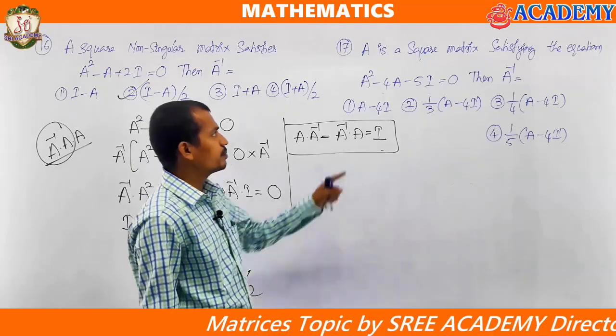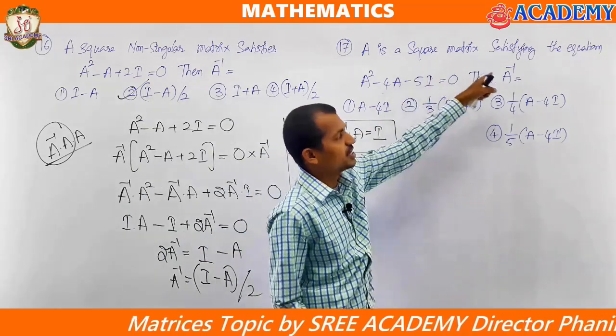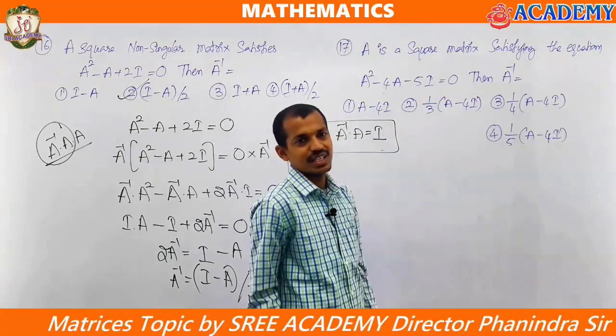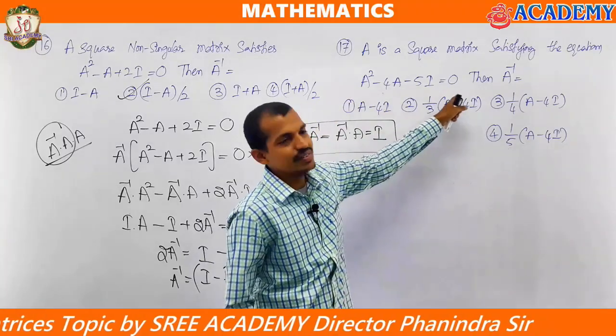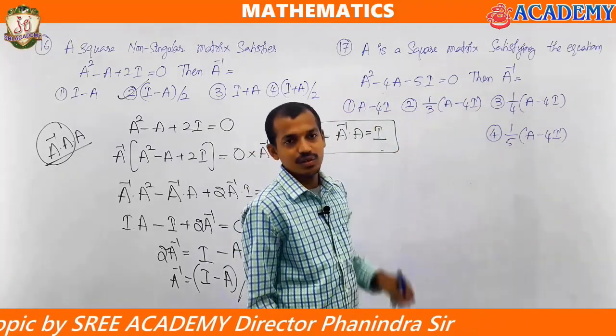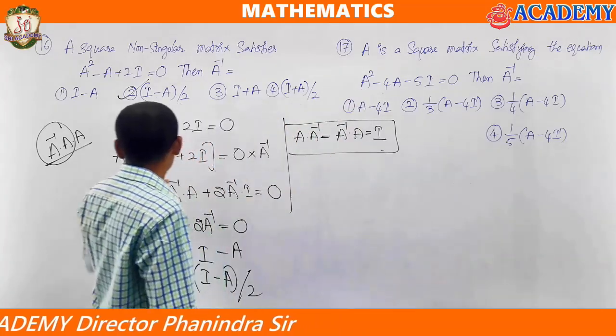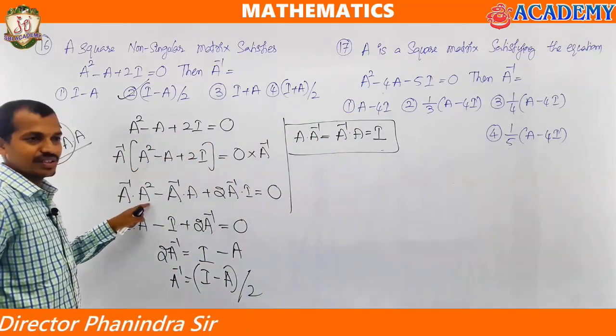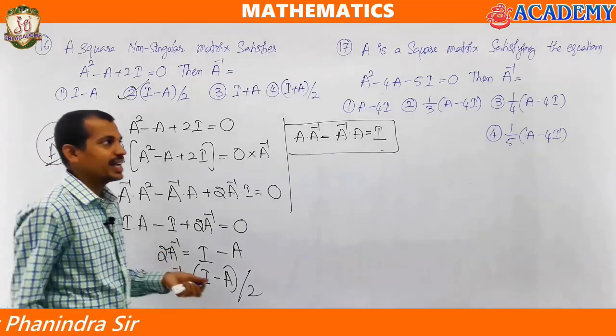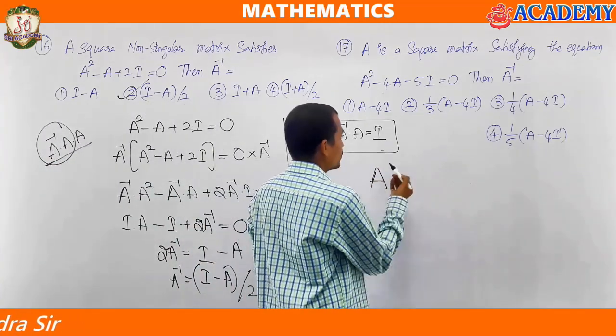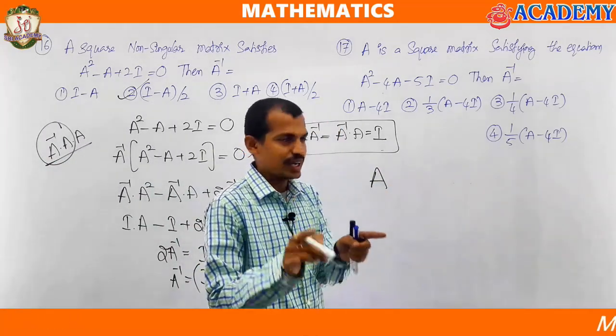Same thing here. Here also the same kind of matrix is satisfying an equation, and it asks for A inverse. Now I am multiplying both sides with A inverse. Now, A inverse into A square: A inverse into A square is nothing but I into A, which is nothing but A. I am writing directly, just follow me.